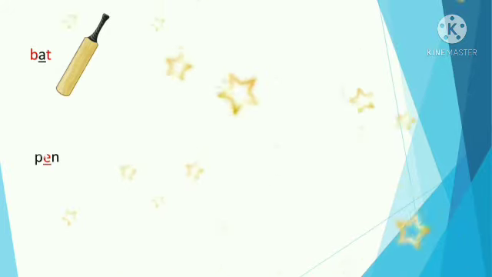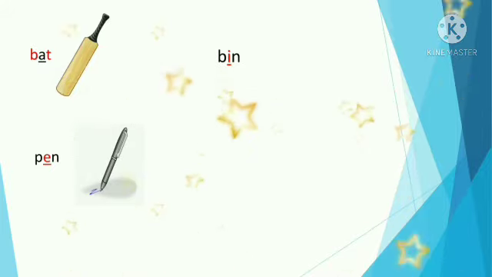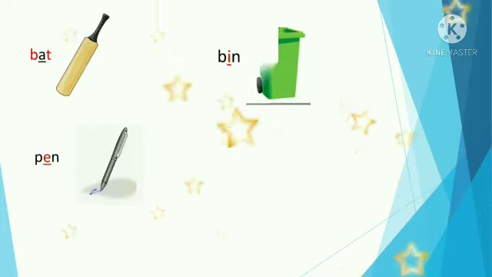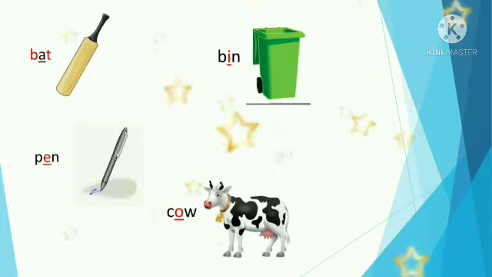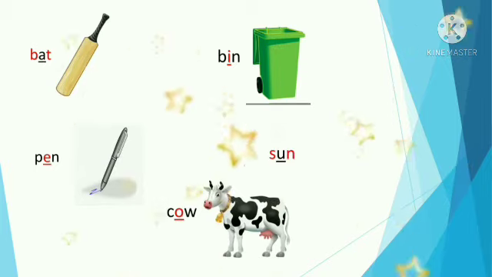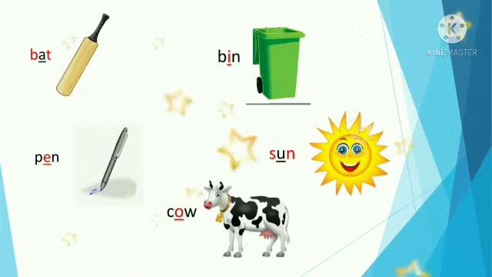I will read few words. Listen to it carefully. Bat, pen, bin, cow and sun. Observe the middle letters of these words.